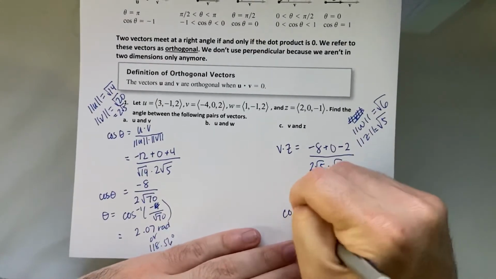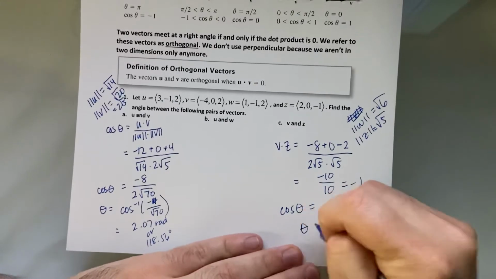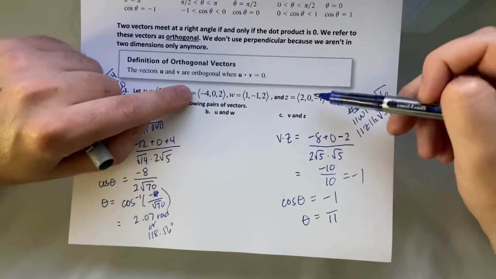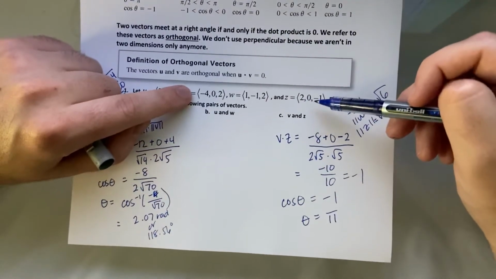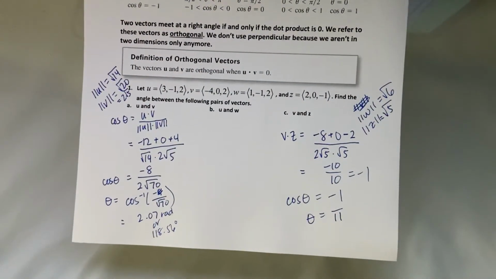So if cosine theta equals -1, it means theta is pi. That's because v and z are parallel. If you multiply z by a -2, you get v. Because it's a negative number, that means they're going in opposite directions, and we expect that means there's an 180-degree angle between them, or pi radians.